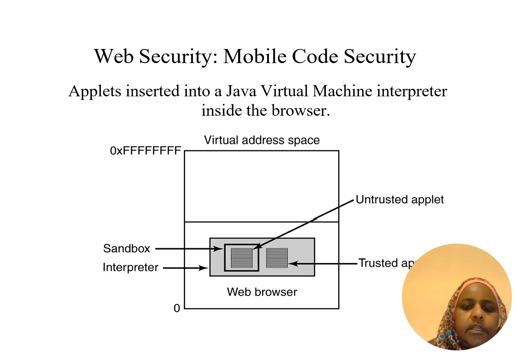As we can see here, we have two types of Java applets: trusted Java applets and untrusted Java applets. The trusted Java applets run directly on the Java virtual machine, and the untrusted Java applets have a sandbox containing them, restricting their execution.